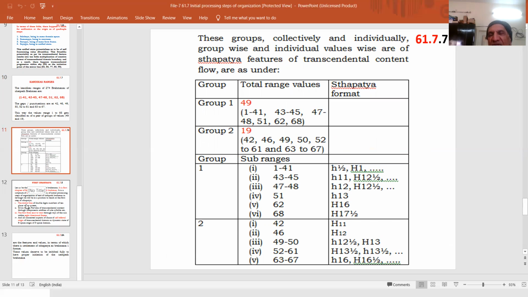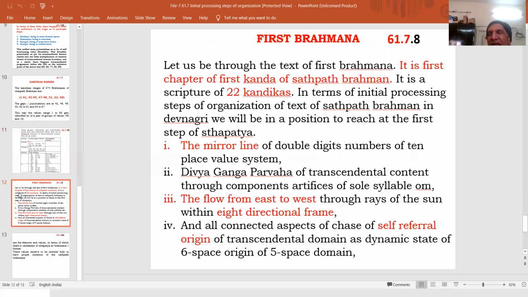are to be chased sequentially, group-wise, subrange-wise, and individual Sthapatya feature-wise. We shall sit comfortably and be parallel with these initial features, and with these initial features, we will be having a initiation for being along the mirror line and parallel with Divya Ganga Pravaha, and for a flow from east to west and the self-referral origin journey.